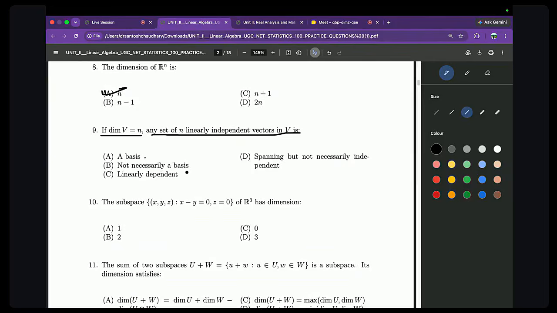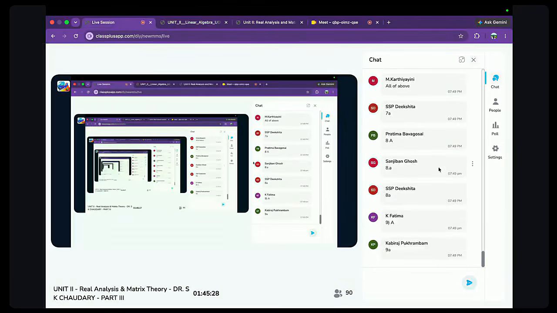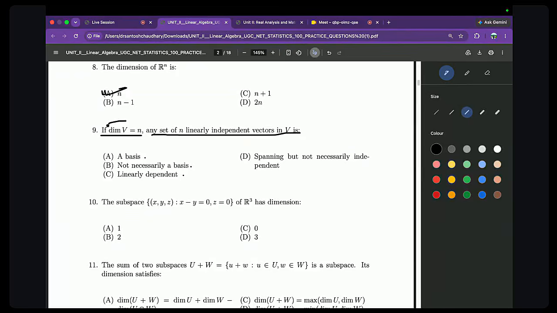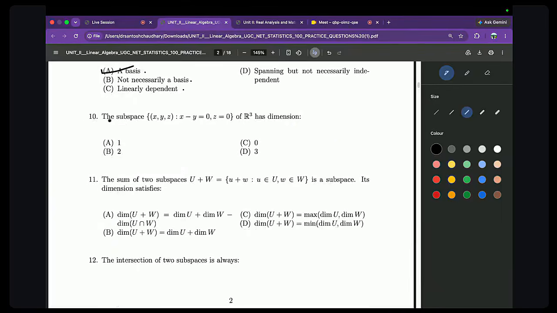बेसिस होगा, नॉट नेसेसरी बेसिस होगा, LI LD होगा, स्पैनिंग होगा बट नॉट नेसेसरी इंडिपेंडेंट होगा. What do you think? तो सबसे basic property है, अगर dimension n है तो n LI vectors ले लोगे तो वो basis बनाएगा ही, मतलब spanning automatically हो जाएगा. Even if you have a set with n elements having spanning property तो automatically LI हो जाएगा, तो वो basis हो जाएगा. ठीक है.